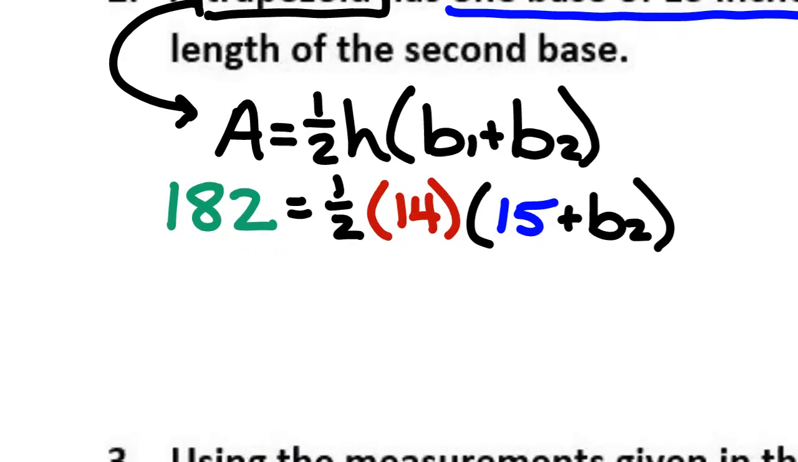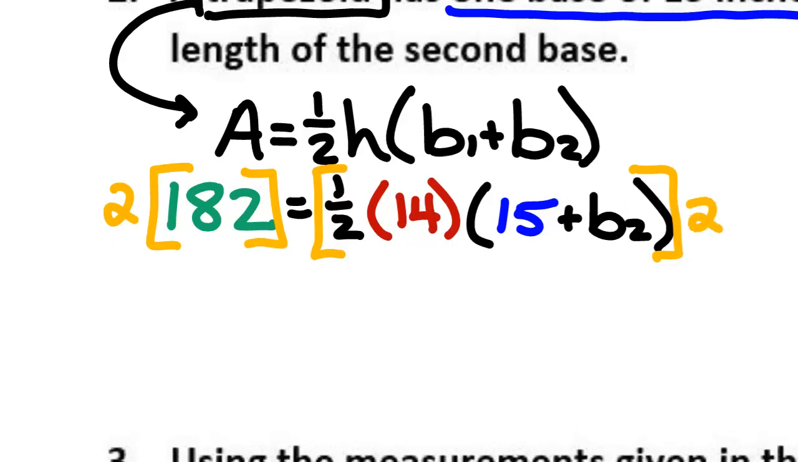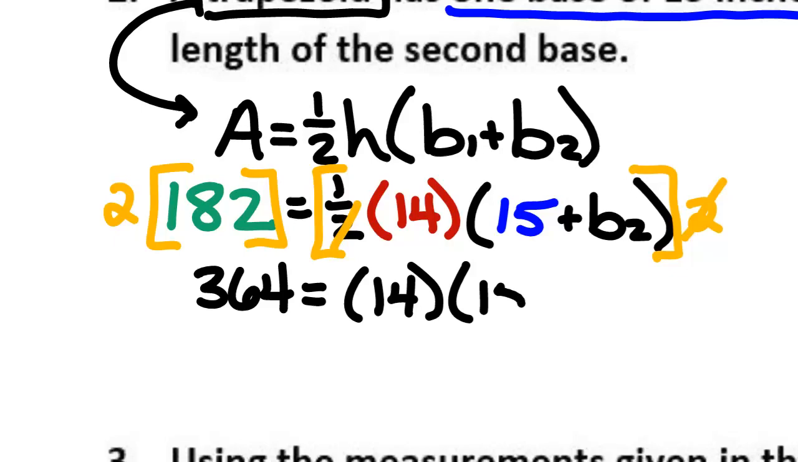And now we're going to solve this. First thing I want to do is get rid of this fraction, this 1/2. What operation gets rid of fractions for me? Multiplication. What do we multiply by to get rid of a 1/2? 2. So we multiply both sides by 2. 2 times 182 is 364. So I have 364 is equal to 14 times 15 plus base 2.